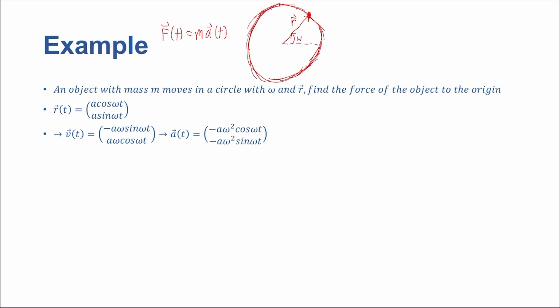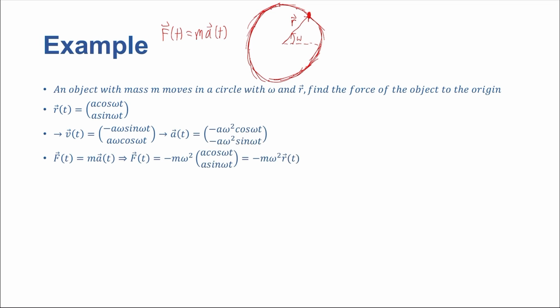Anyways, so v of t is going to be equal to negative a omega sine omega t and a omega cosine omega t. We can do that easily with the trig derivatives and the chain rule, right? Because we've got to take the derivative of omega t. Now, if I want to find the acceleration, then I take the derivative of the velocity, and we get negative a omega squared cosine omega t and negative a omega squared sine omega t.